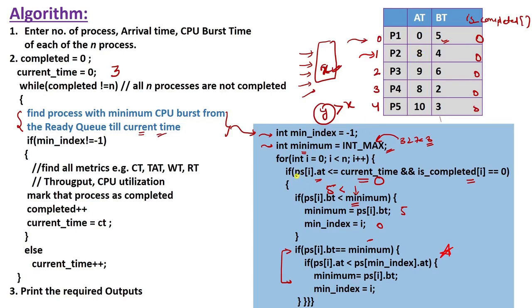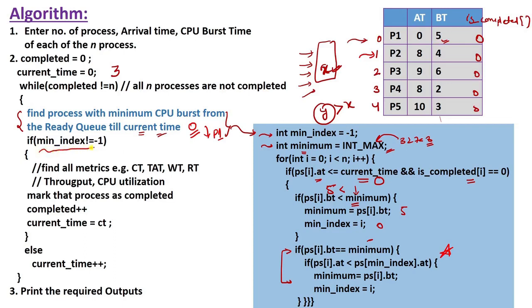No, so it will not run. So it will automatically be false. For all the other processes, because their arrival time is not less than or equal to the current time, it will be false. So finally this will give me the index of the process having the minimum CPU burst time, that is 0, and that is stored inside min index.